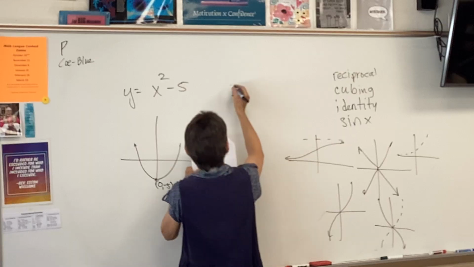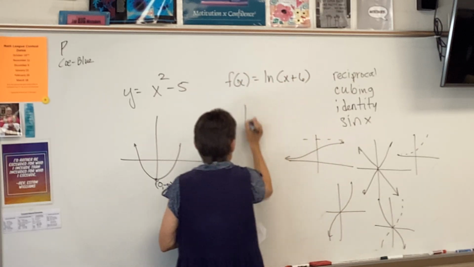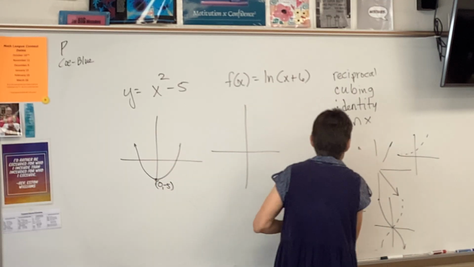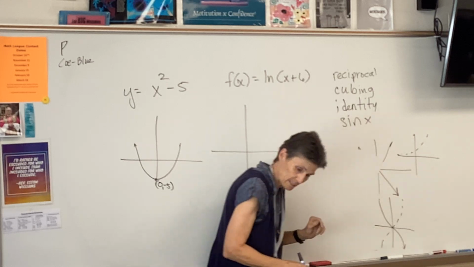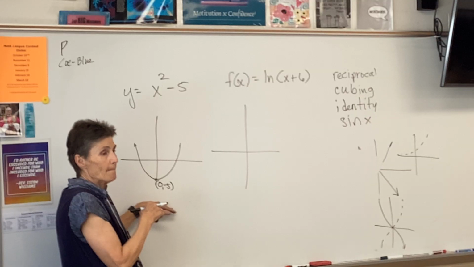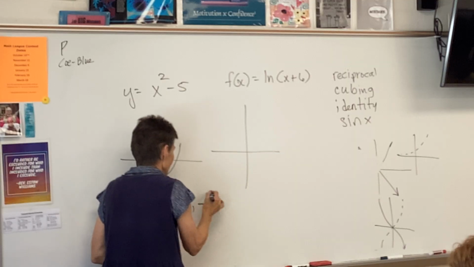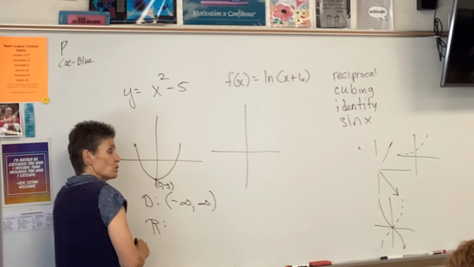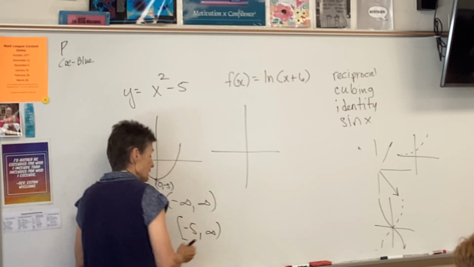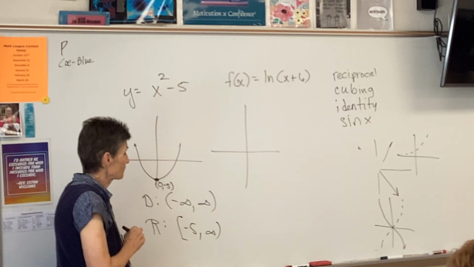All right, next one, by hand. Are we supposed to be finding the domain already? Yes, we are. So for this one, though, it's easy. Domain is all reals, so negative infinity to infinity. And range is from -5 to infinity, because there's a point right here. Solid point.